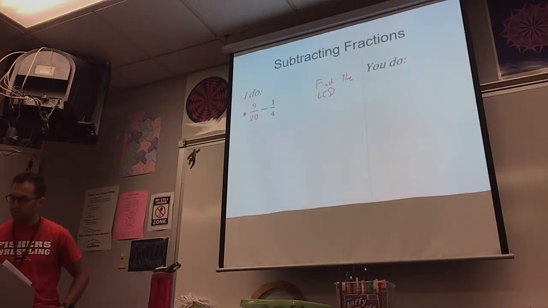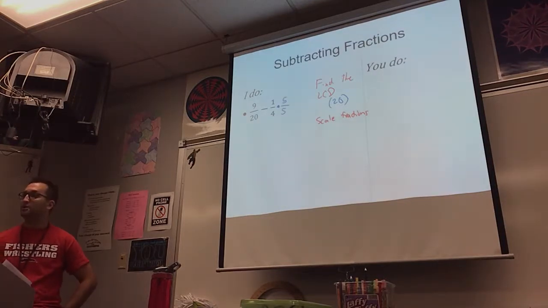Yeah, they both go into 20. That one's a nice one. So I need to scale my fractions, right? Scale them. That means I need to get my 1/4 to become something over 20, so I need to multiply by what? 5 over 5. I don't need to multiply my 20 by anything, but if I want to, I can multiply by 1 over 1. I don't need to.